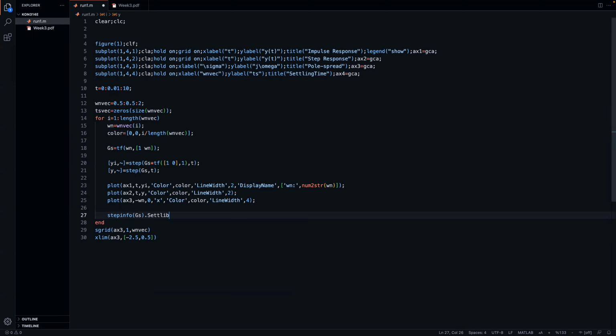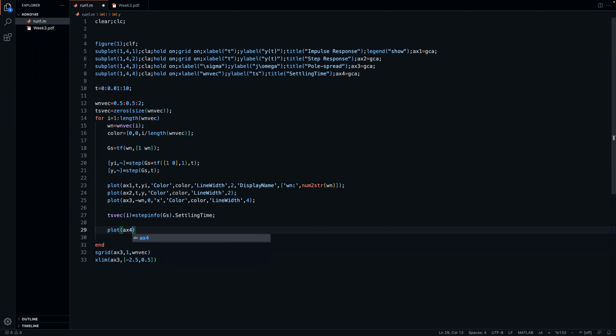The settling time of it, save it to TS vec I. And yeah, I could do something interesting here. I could still use the same gradient here. So let me just do it for once to show you how to do that.